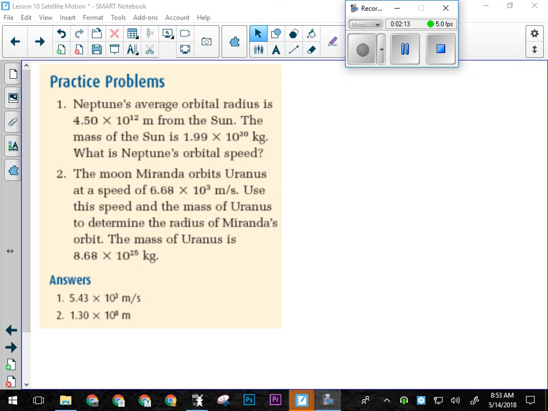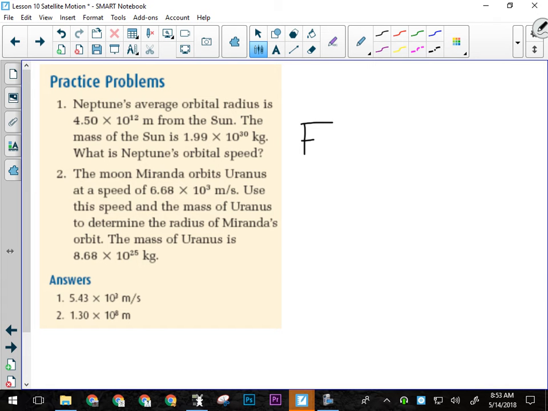For question number 2, we've got the moon Miranda, which orbits Uranus at a speed of 6.68 times 10 to the 3 meters per second. We want to use that and the mass of Uranus, which is given to us here, to determine the orbital radius of Miranda's orbit. Miranda is a natural satellite, in other words a moon, that orbits Uranus. For anything that orbits something else, FC equals FG. So we have mv squared over r equals big G times mass 1, which will be Miranda, and then Uranus would be our second one, over r squared.